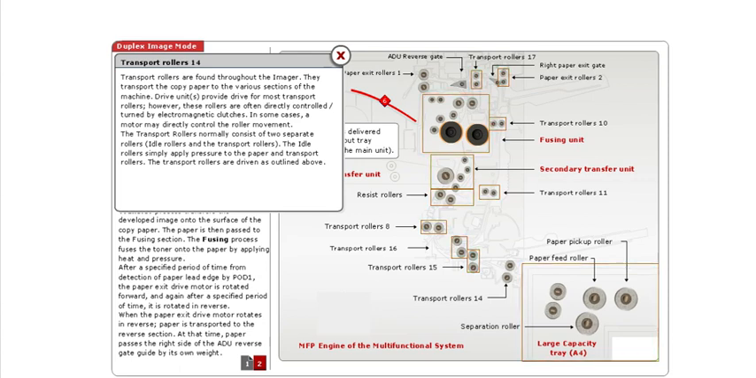The transport rollers normally consist of two separate rollers, idle rollers and the transport rollers. The idle rollers simply apply pressure to the paper and transport rollers.